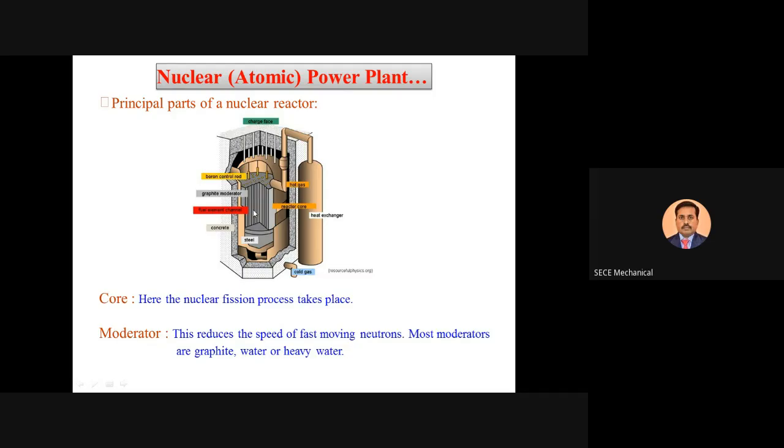If you want to control or cut down the reaction, or if you want to shut down the plant, we have to insert the control rod. While inserting the control rod, the movement of the nucleus is stopped. Due to that, the continuous reaction is stopped. That means the chain reaction is stopped, so automatically you can cut down the power production. Likewise, the control rods play a very important role in shutting down the plant. Normally, the control rod is made up of boron or cadmium material, and the moderator is made up of graphite material.